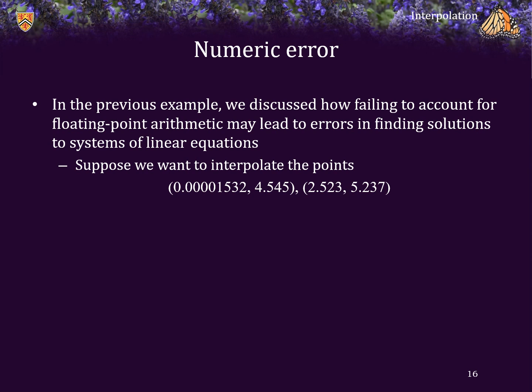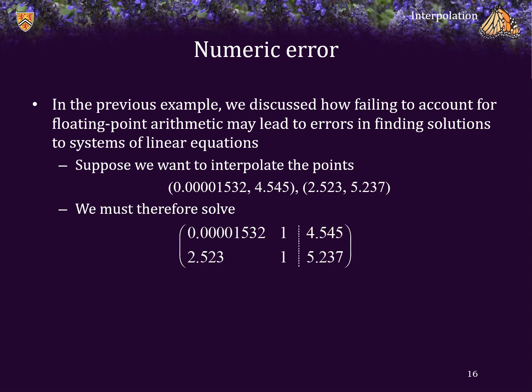Suppose we want to interpolate these 2 points, a very small number, 4.545, and 2.523 and 5.237. We must therefore solve the following system of 2 linear equations in 2 unknowns.